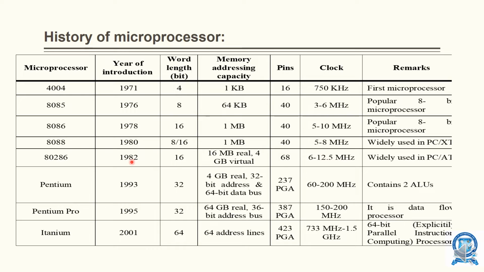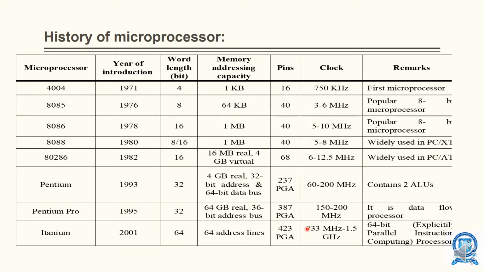Later in 1982, the processor 80286 was introduced, which has a memory capacity of 16 megabytes, and it is a 68 pin package. Here the clock speed is improved to 6 to 12.5 megahertz. Later in 1993, the Pentium processor was introduced with a clock speed of 60 to 200 megahertz.